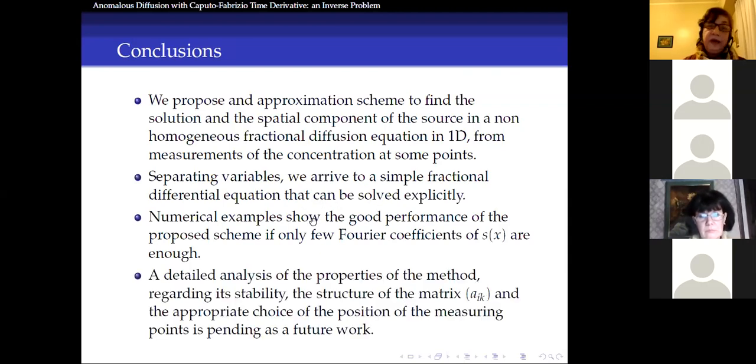but with few coefficients of the Fourier series. And we need a detailed analysis of the properties of the method regarding the stability, the structure of the matrix, and the appropriate choice of position of measurement points, because we can better the condition number of the matrix.